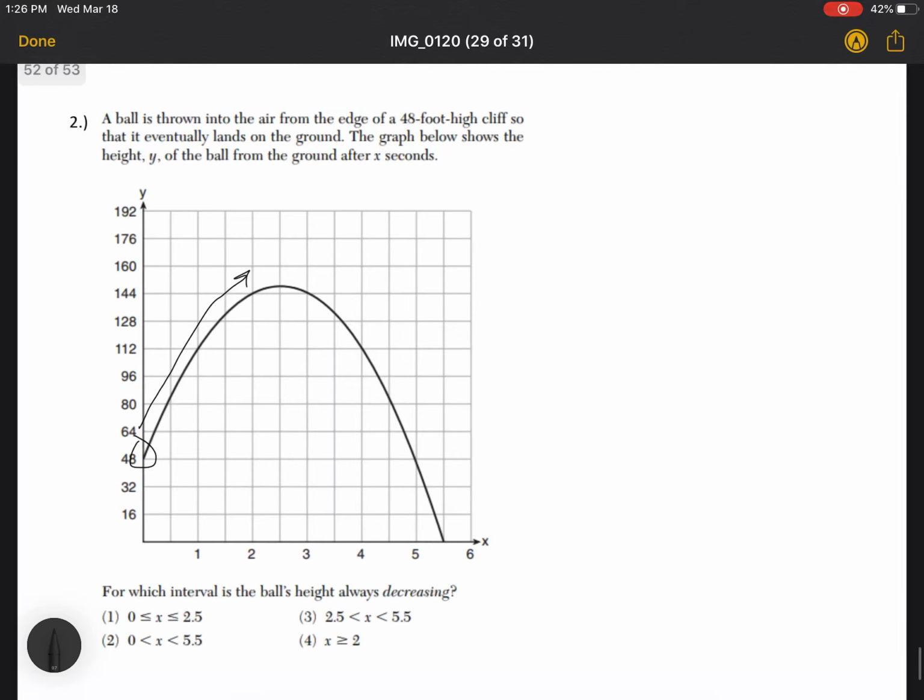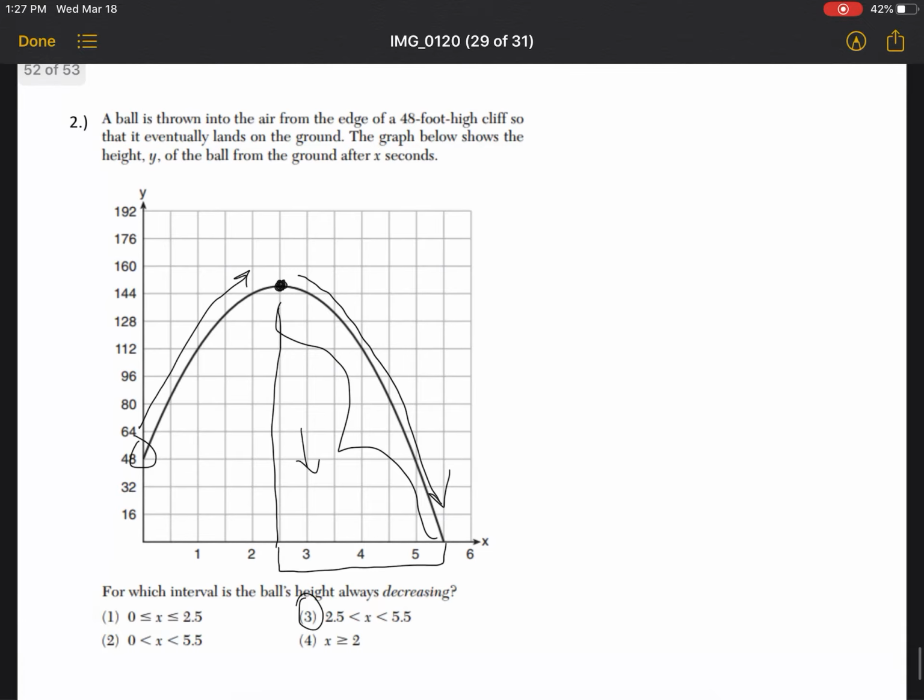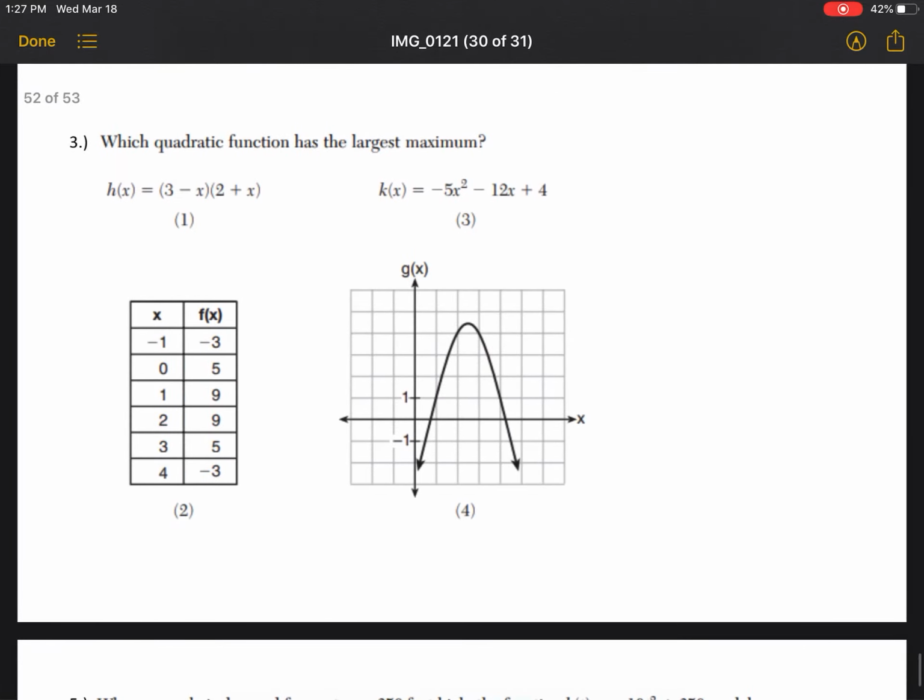So this ball is being thrown up into the air. It's hitting its maximum, looks like to be about here. And then once it hits its maximum, it's falling back down to the ground. So it looks like from here to here is where it's decreasing. Okay, so they're asking the interval in terms of the seconds. So it looks like it's starting here at 2.5, and then it's decreasing until 5.5, which is choice 3. So that's saying every x value from 2.5 to 5.5.